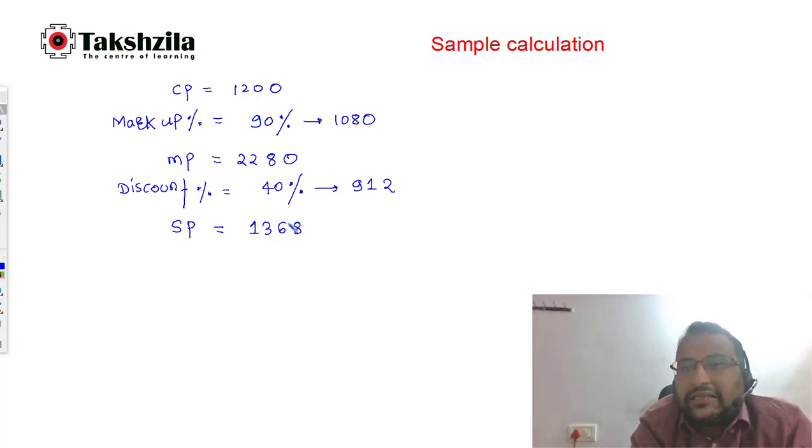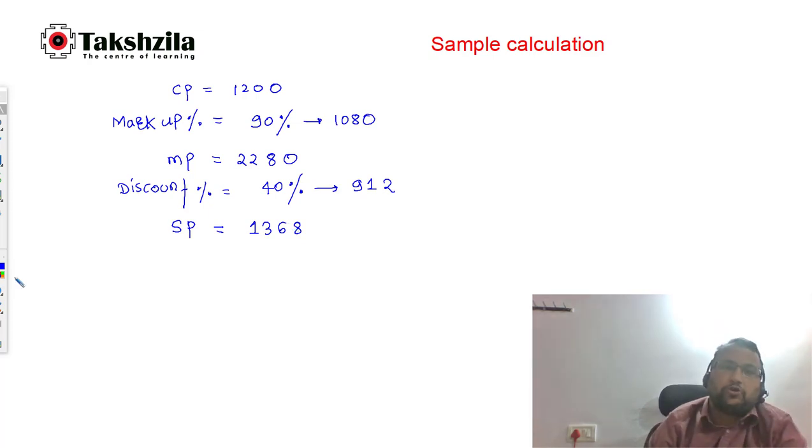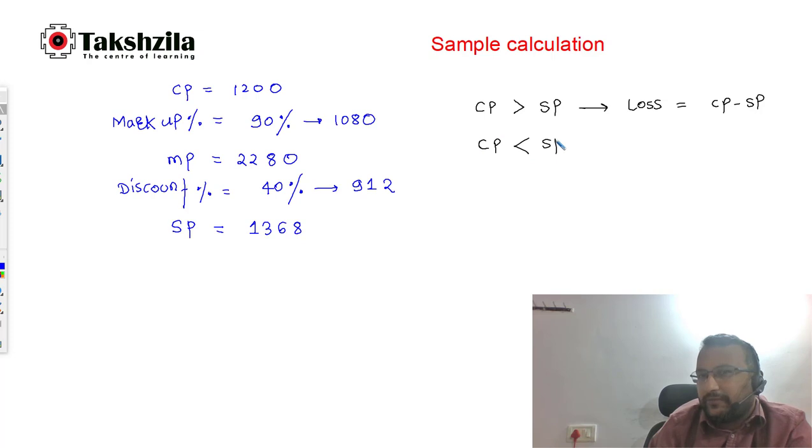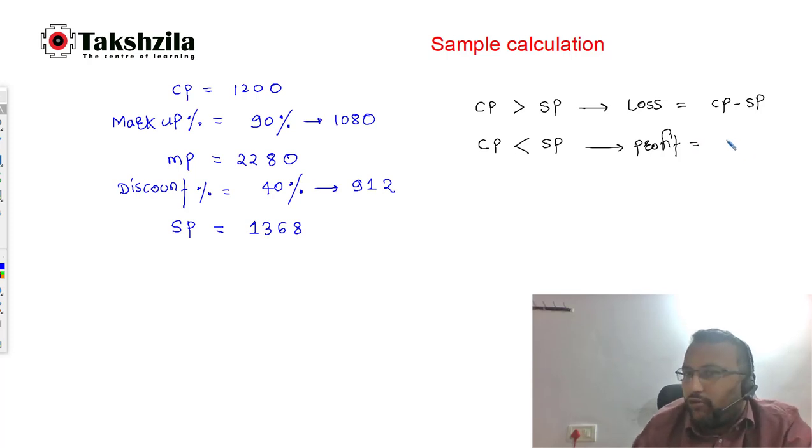Now after selling the article, what will the shopkeeper do? The shopkeeper will compare cost price and selling price. If he finds cost price is greater than selling price, this situation is called loss, and the formula to find the loss value is CP minus SP. And if the shopkeeper finds cost price is less than selling price, this situation is called profit. So the formula to find the profit amount is selling price minus cost price.